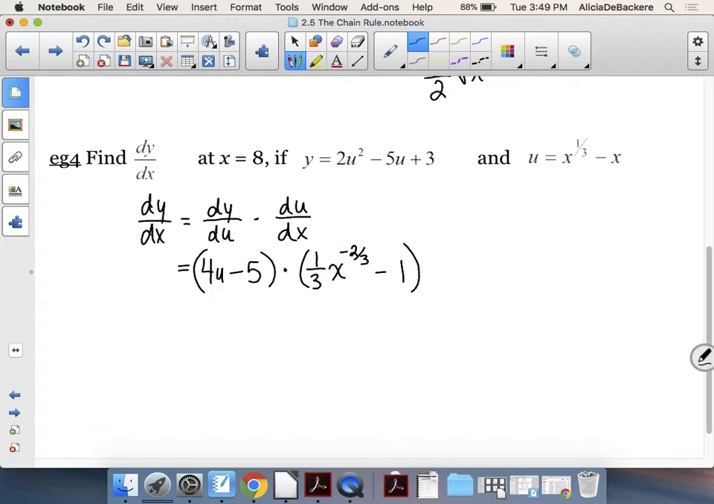Now at this point, I want to get rid of that u, so I have everything in terms of x. So I'm going to replace that u with my equation for u. So I get 4 times x to the 1/3 minus 4 times x. I just took the 4 and expanded it into both of these terms as I substituted it in.